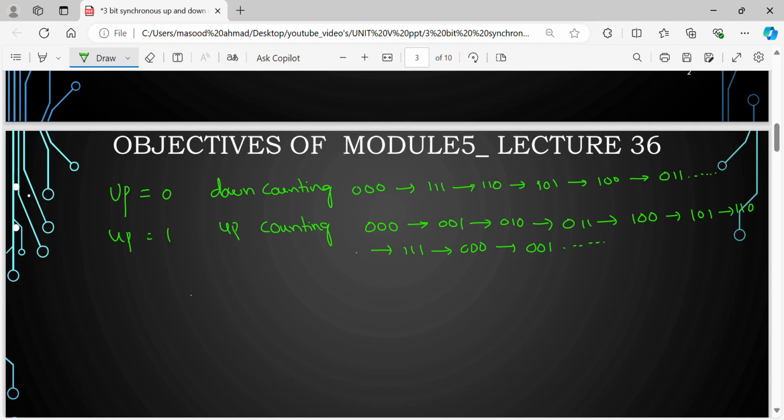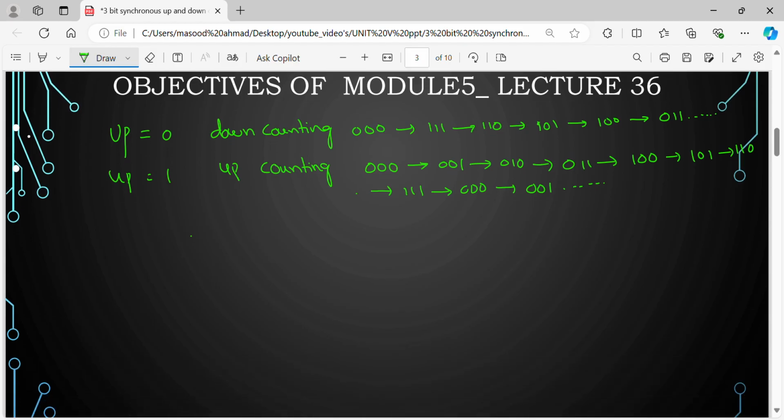As usual, synchronous counter design will have 5-6 steps. In step 1, we decide how many flip-flops are required, either for up count or down count. In step 1, 2 power n should be greater than or equal to capital N. Here it is 3-bit, so it is a modulo 8 counter, where capital N is given as 8. 2 power n should be greater than or equal to 8. n equal to 3 satisfies this condition.